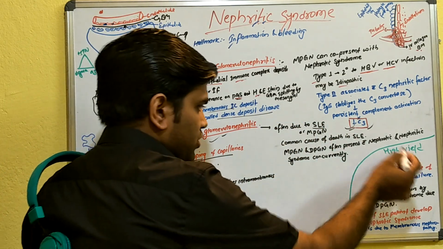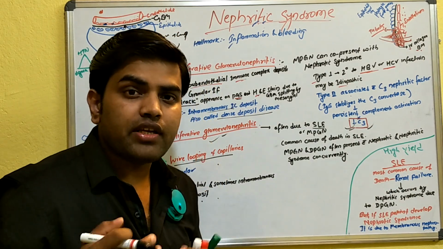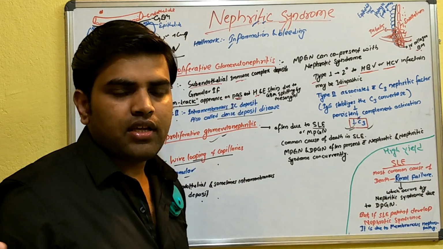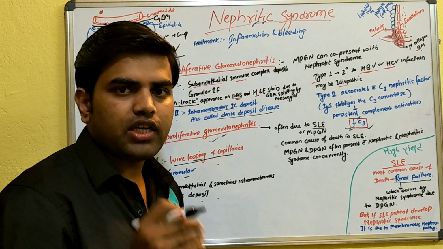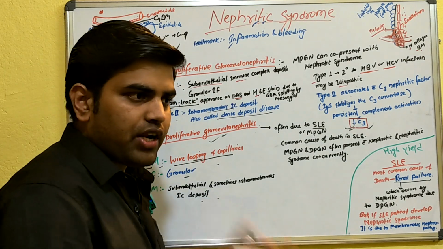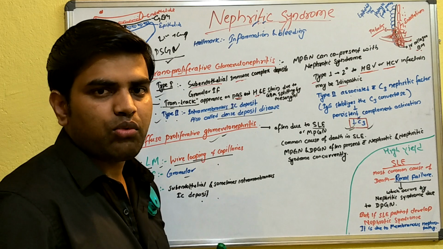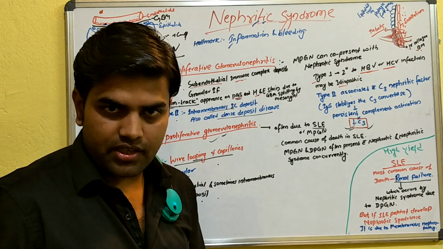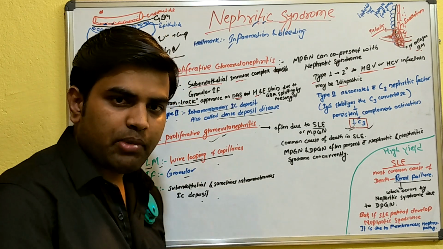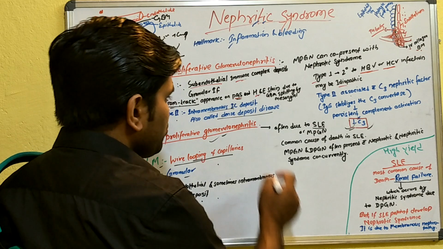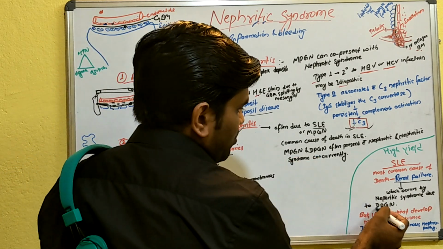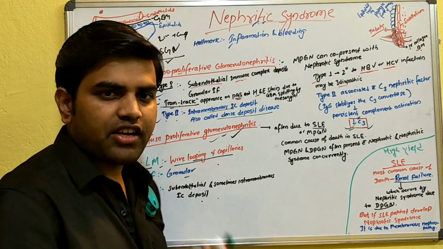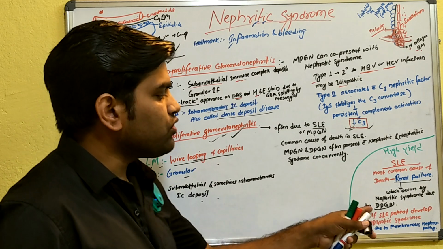SLE is systemic lupus erythematosus. The most common cause of death in an SLE patient is renal failure. So if an SLE patient dies, you have to understand it is most commonly due to renal failure. And renal failure can occur by two methods: one is nephritic syndrome and one is nephrotic syndrome. Most commonly it occurs by nephritic syndrome, and if nephritic syndrome occurs in an SLE patient, then that will be due to DPGN, that is diffuse proliferative glomerulonephritis, which is high yield. If they are talking about an SLE patient and saying nephritic syndrome, you directly jump to diffuse proliferative glomerulonephritis.